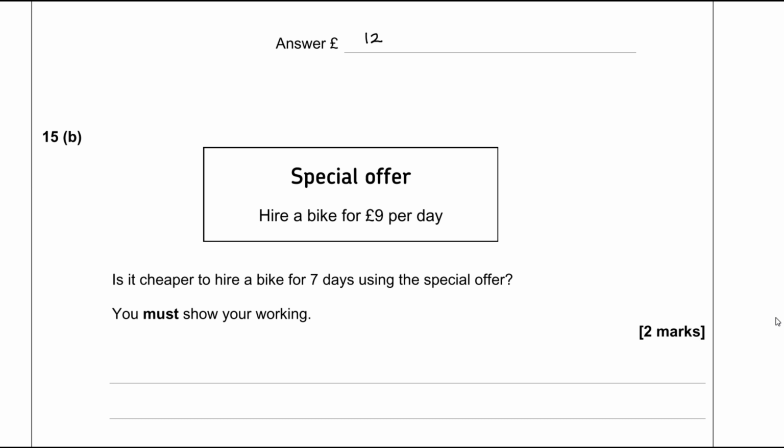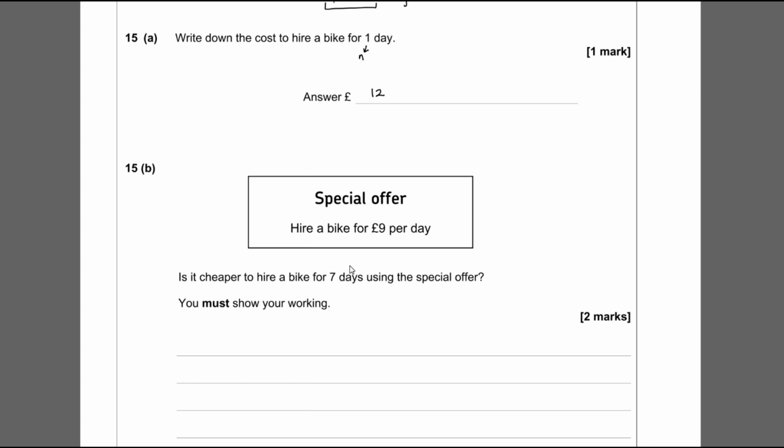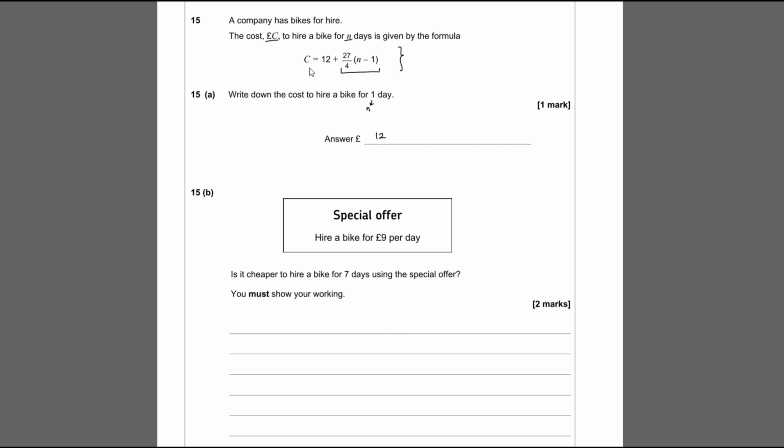And then the second question, there's a special offer. Hire a bike for £9 per day. Is it cheaper to hire a bike for 7 days using the special offer? Then you must show your working. Let's check the formula again. So the formula is this one. Let's just write it down here.